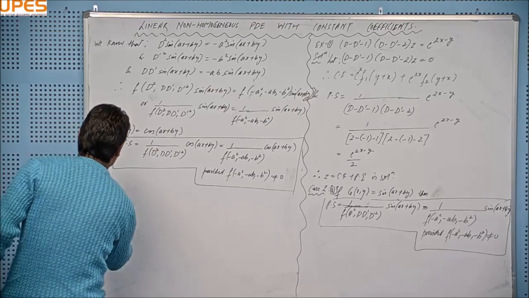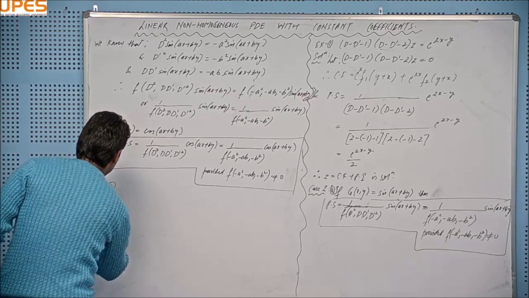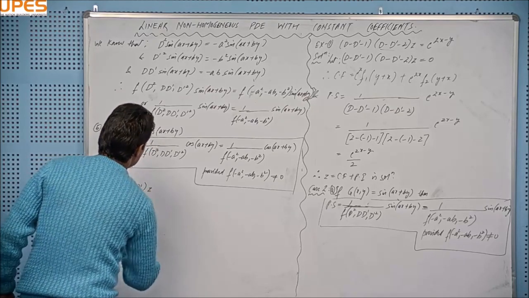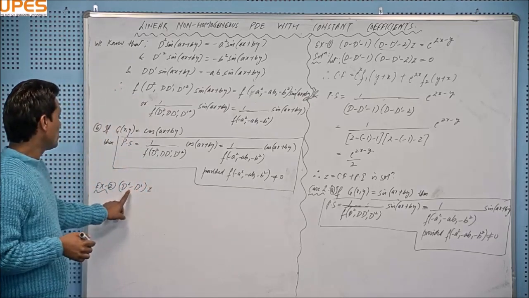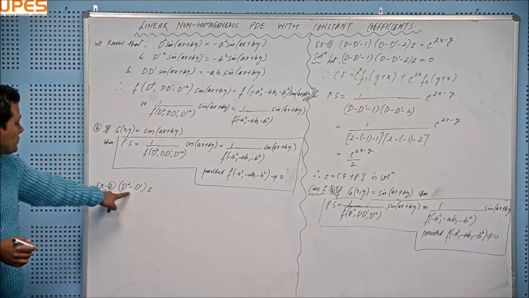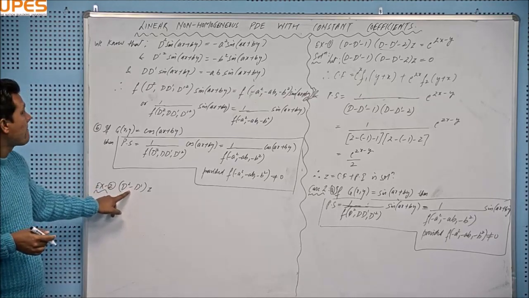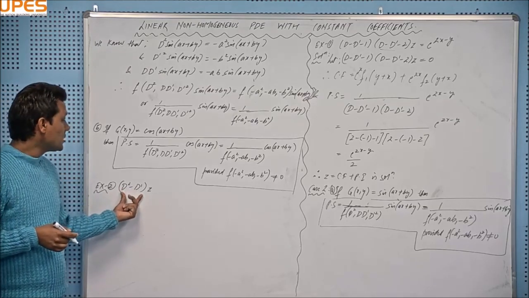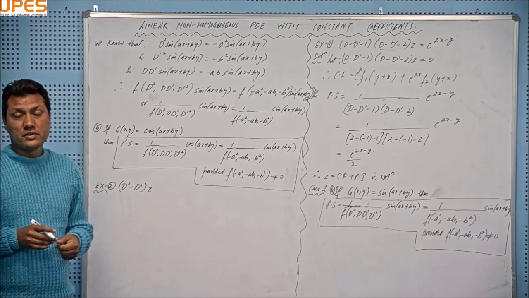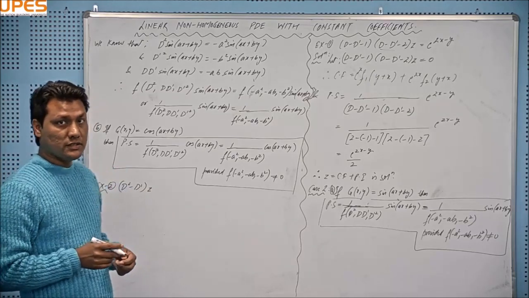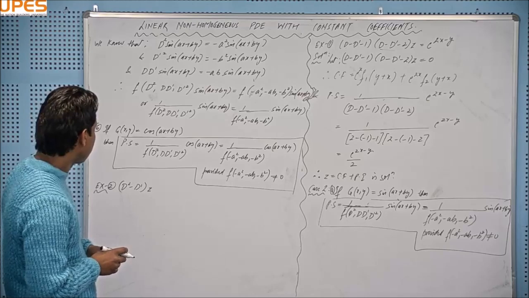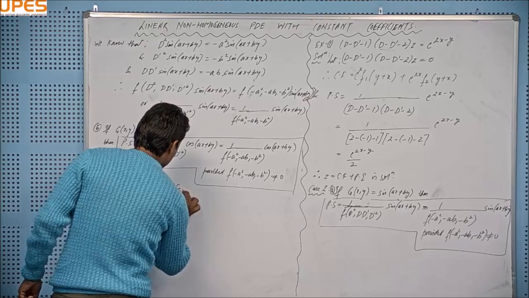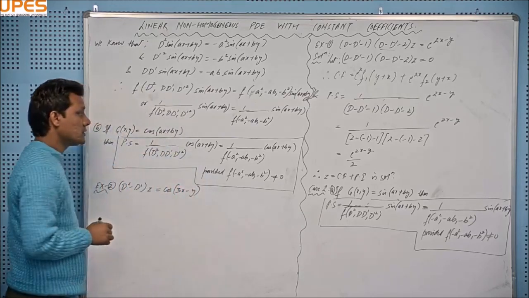Okay, so taking the next example based on this, example number 2, and that is D square minus D dash z. This time I have taken this factor. First, it is linear, that's fine. The second thing is that it is non-homogeneous. And the third thing is that it is non-factorizable as a product of linear factors, right? And if I take cos of 3x minus y here, right?